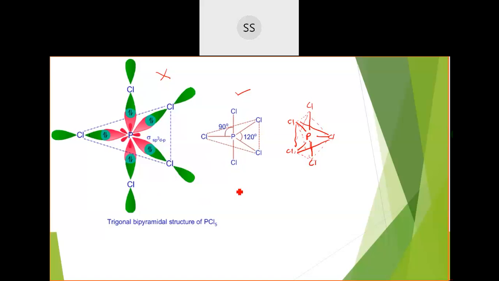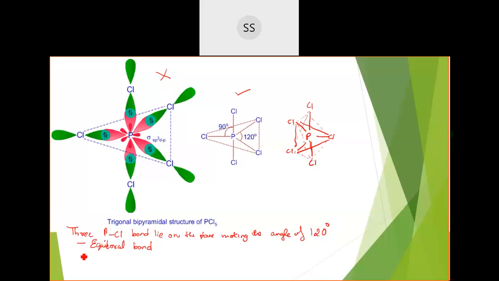Okay, so the next thing you need to write down is that there are 3 PCl bonds which lie on the plane, making the angle of 120 degrees each. Okay, and these bonds are called equatorial bonds.